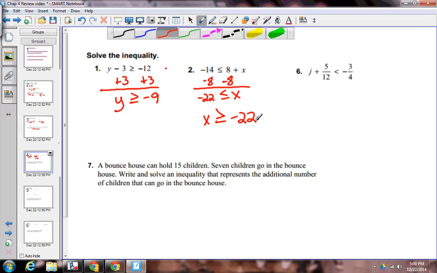Okay, number 6, we have to subtract 5/12 from both sides.